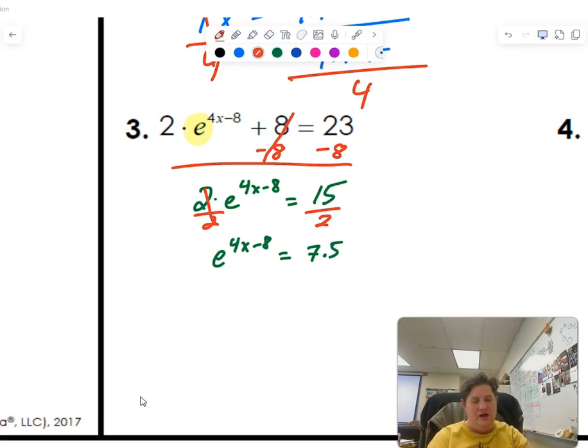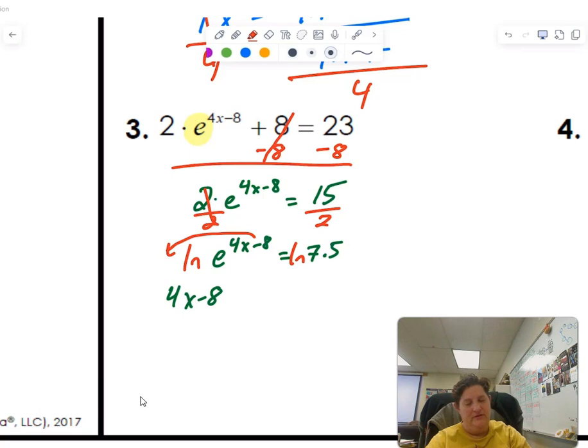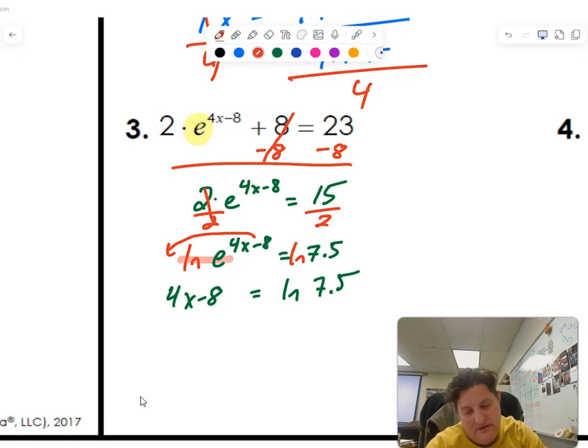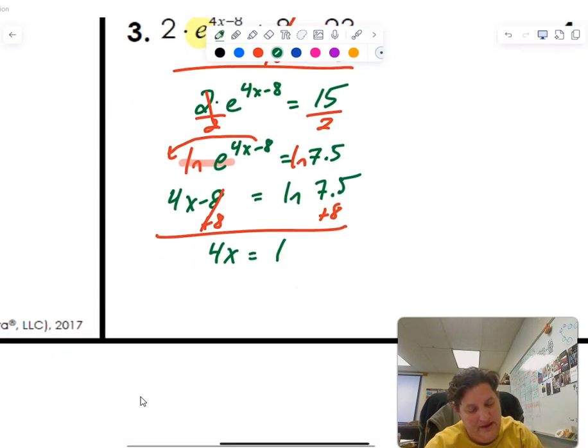And then you could choose to log or ln both sides. Well, this one, I'm definitely going to choose ln because the 4x minus 8 comes down. And you guys, ln and e are inverses of each other. Okay? And when I bring it down in front and you have ln of e equals 1. Okay? And then I'm going to do two things. I'm going to add 8. Okay, so 4x equals ln of 7.5 plus 8 outside of the ln, and then I'm going to divide by 4.